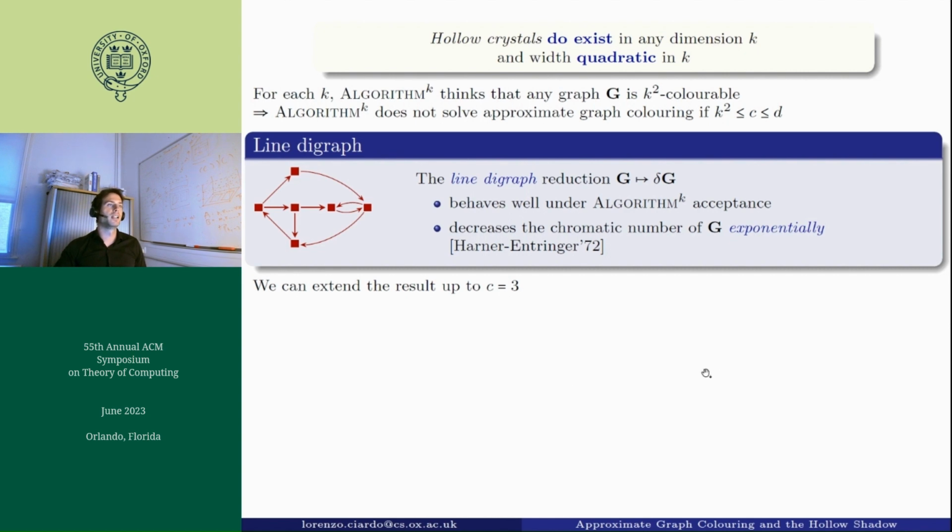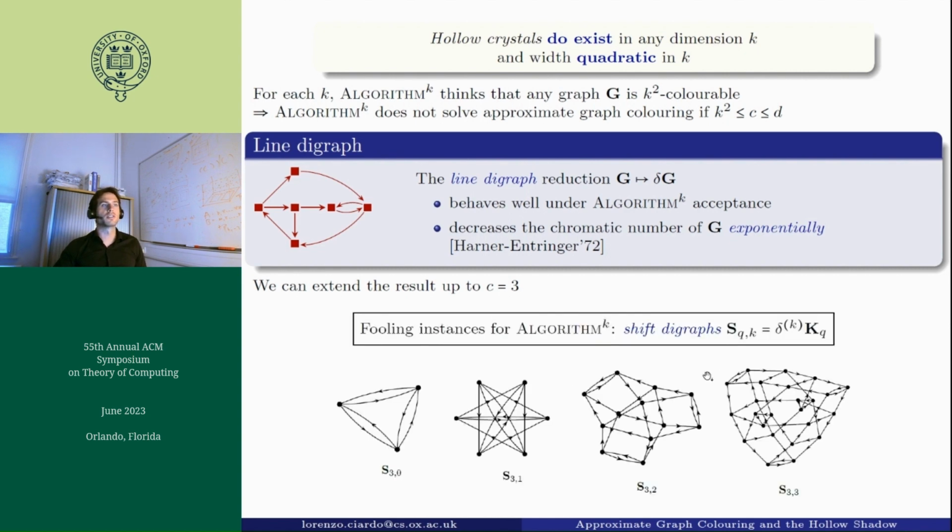And the fooling instances for the K level of the algorithm will be not quite cliques, but repeated applications of the line digraph reduction applied to cliques. In other words, graphs known as shift digraphs. So K applications of the line digraph reduction applied to a clique. And here you see some examples.